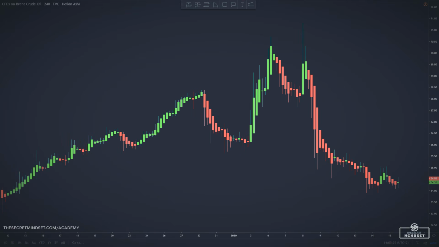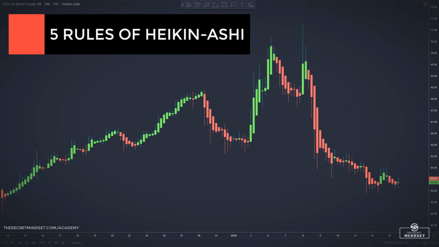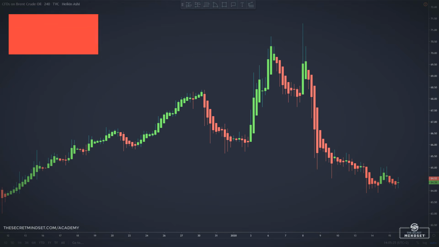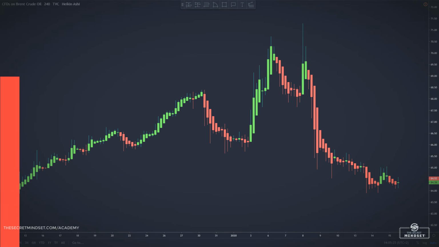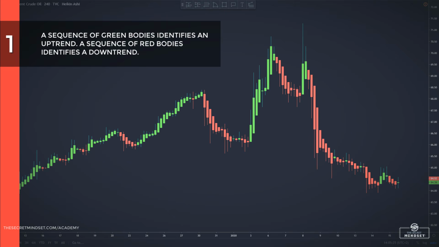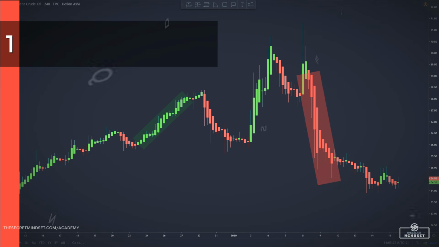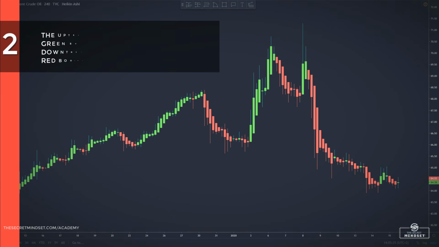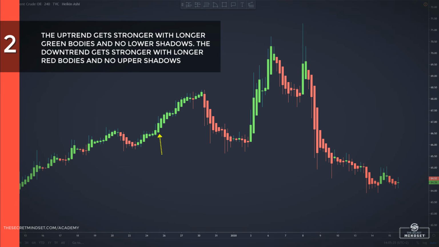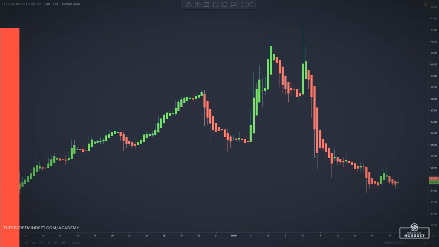While Japanese candlestick theory requires many definitions and flexible interpretation rules for most common and exotic patterns, the Heiken Ashi technique works with only 5 simple rules. A sequence of green bodies identifies an uptrend. A sequence of red bodies identifies a downtrend. The uptrend gets stronger with longer green bodies and no lower shadows. The downtrend gets stronger with longer red bodies and no upper shadows.